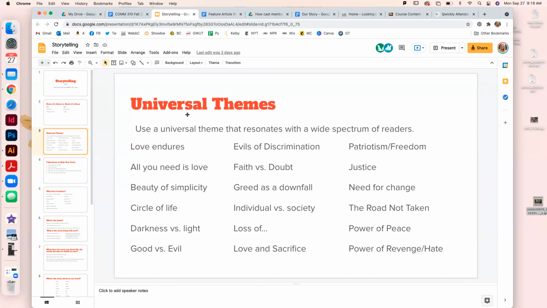Loss is a good theme to think about. Love and sacrifice. Sometimes you read a lot about a parent sacrificing for their children, working 3 jobs, making sure their child had what they needed to be the first person in their family to go to college. You hear a lot about those.